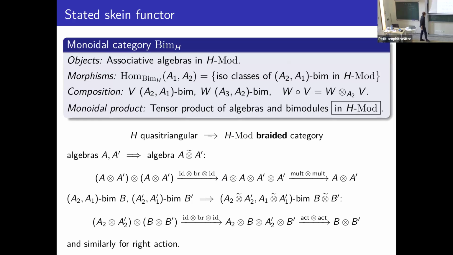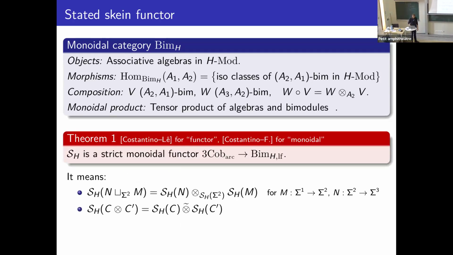Okay, so for instance, if you have two algebras, A and A prime, you want to define a multiplication on A tensor A prime, but you see the braiding allows you to switch the two middle factors here, and then afterwards you can multiply. And you can do the same thing for bimodules. If you have two bimodules, you will get a tensor product bimodule over the tensor product of the algebras. And here it is easy. Again, you just need the braiding to switch the two factors. So in this way, you get a monoidal category.